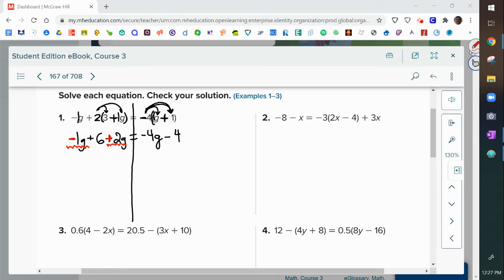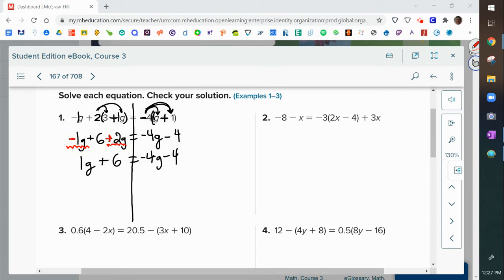Now when I combine the negative 1g and the plus 2g, a simpler way to write that would just be positive 1g. And we can bring down the plus 6. Bring down the negative 4g minus 4. Now, both sides of this equation are simplified. That means there's nothing left to distribute. There's no like terms to combine.